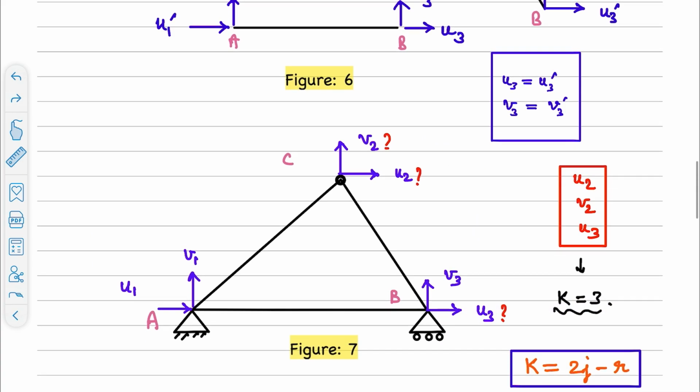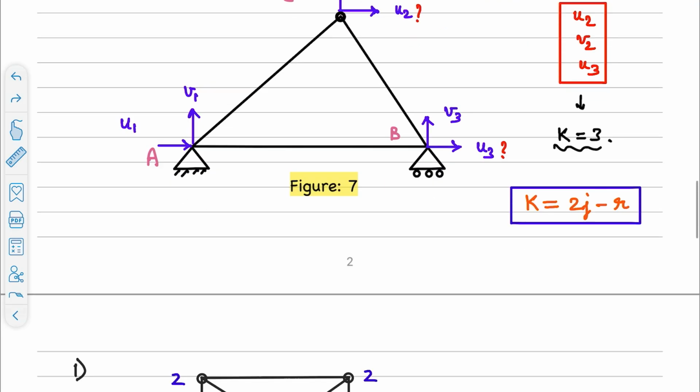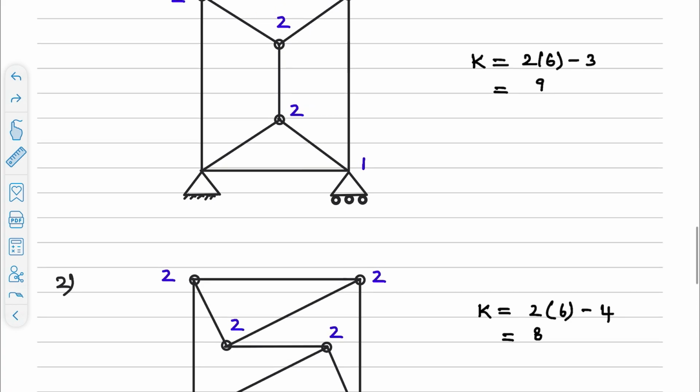And in general, we can propose this formula: kinematic indeterminacy equals 2J minus R, where J is the number of joints and R is the number of reactive components. Why 2J minus R? Because at every joint, two possible translations are there. And from that, we need to also deduct those which correspond to the prescribed boundary conditions, which is related to the reactions. So overall we have 2J minus R. We will have a look at some examples.